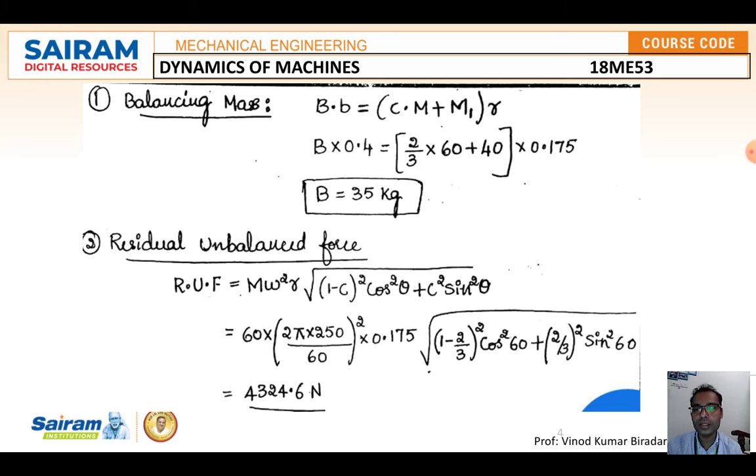The second one is the residual unbalanced force. The formula we have already derived in the general derivations: m ω² r times the square root of (1 − c)² cos² θ + c² sin² θ. Substitute all the values here, and you are going to get 4324.6 newton. So this is about the residual unbalanced force.